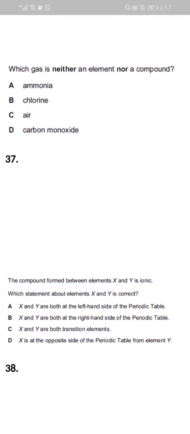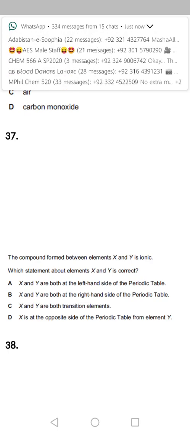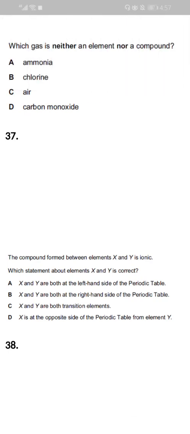37. The compound formed between element X and Y is ionic. Which statement about element X and Y is correct? X and Y are both on the left-hand side. No, it's the wrong option. If X and Y are on the left-hand side of the periodic table, they should be metals, and metals do not react with each other.